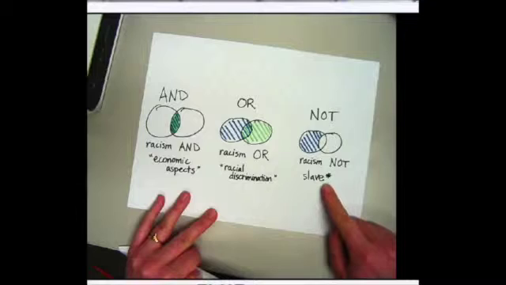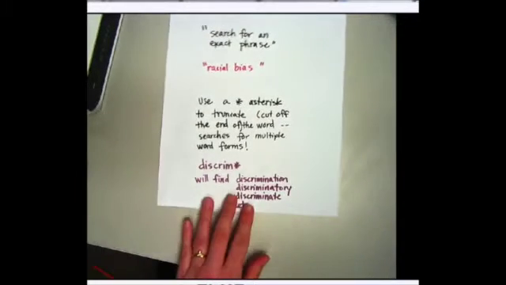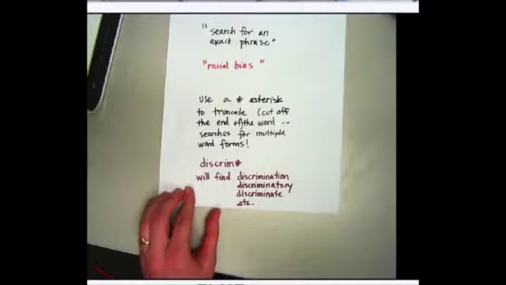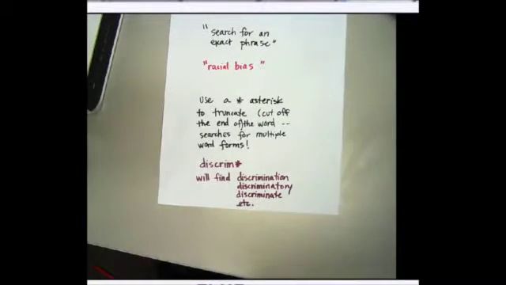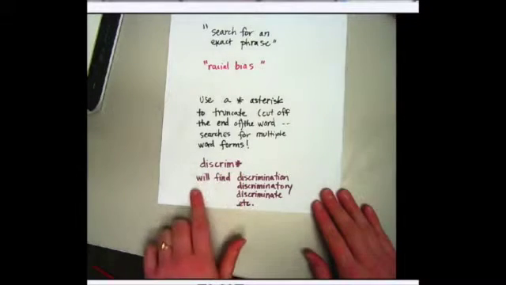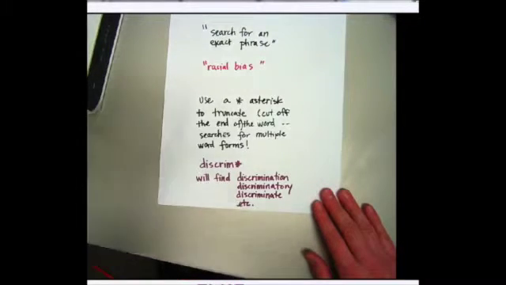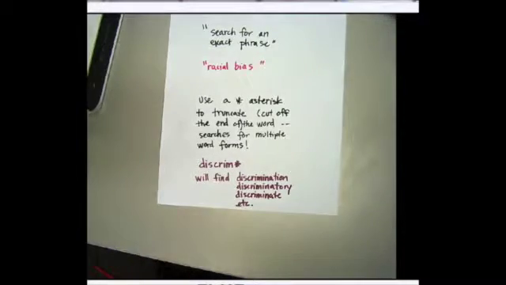Okay, and you notice here I've used another little trick, and that is called truncation. You can use an asterisk to truncate or cut off the end of a word and search for multiple forms of that word. So for example, discrim with an asterisk will find discrimination, discriminatory, discriminate, etc. That's a nice way to make sure you're catching everything possible when you're searching.